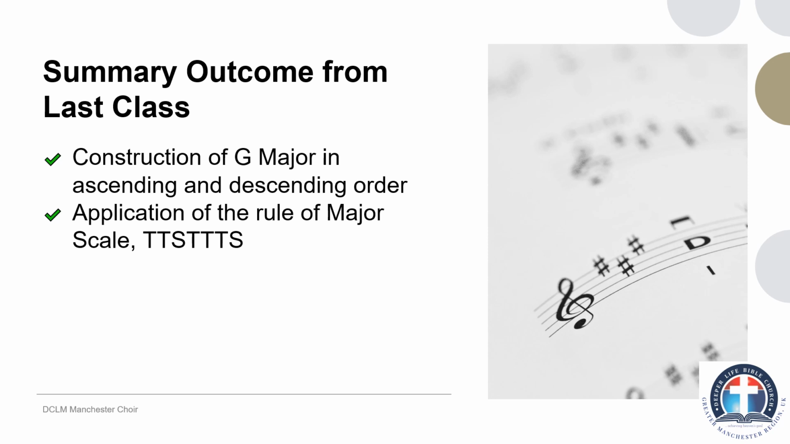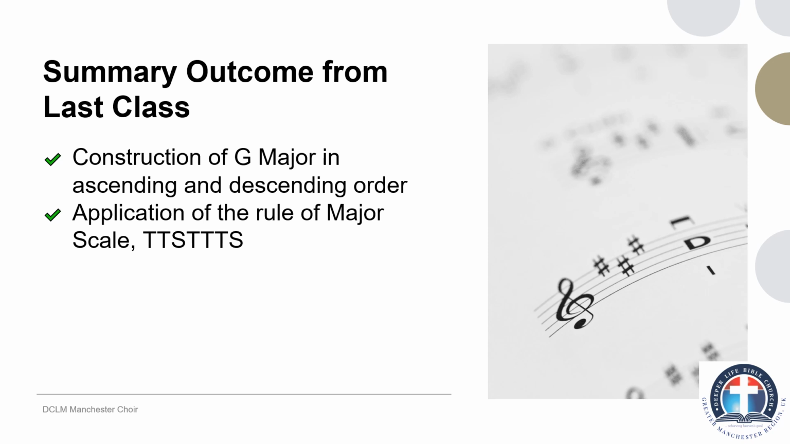So before we go on to today's topic, we'll just go back on a brief summary of what we did from last class. So we talked about the construction of G major scale in ascending and descending order, and we also applied the rule of the major scales, that's tone, tone, semitone, tone, tone, tone, semitone. So you were taught that the G major scale runs from G to G octave. That's G, A, B, C, D, E, F sharp, and then G. So that's how to run the scale in ascending order.